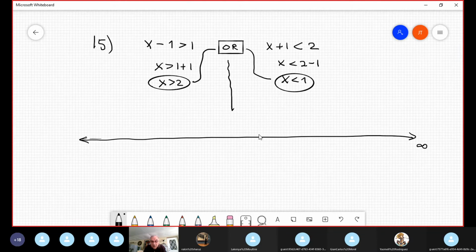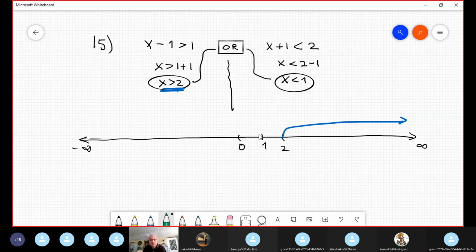This is the whole real number line, negative infinity in one direction. This is 0 in the middle, 1 here, and 2 here. So this is greater than 2. Let me use a different color, blue. Greater than 2 is from 2 to the right. And less than 1 is from 1 to the left, in that direction. Obviously, sorry, I forgot, parentheses here and parentheses here, right?